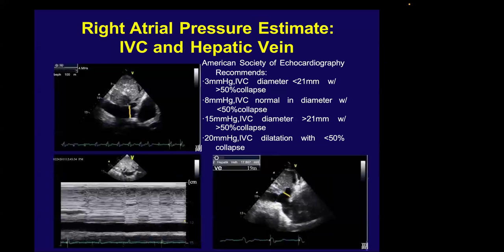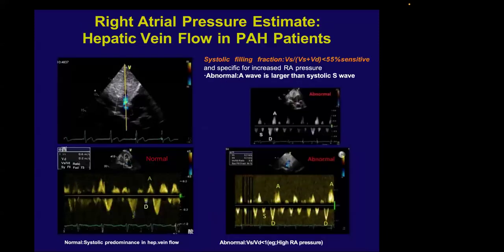Right atrial pressure estimate, IVC and hepatic vein. The American Society of Echocardiography recommends 3 mmHg for IVC diameter less than 21 mm with more than 50% collapsibility. 8 mmHg is a normal IVC diameter with less than 50% collapsibility. 15 mmHg is IVC diameter more than 21 with 50% collapsibility, and 20 mmHg is IVC dilatation with less than 50% collapsibility.